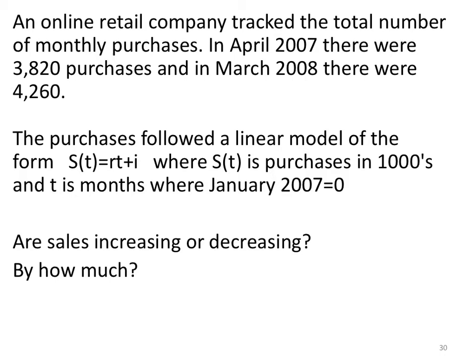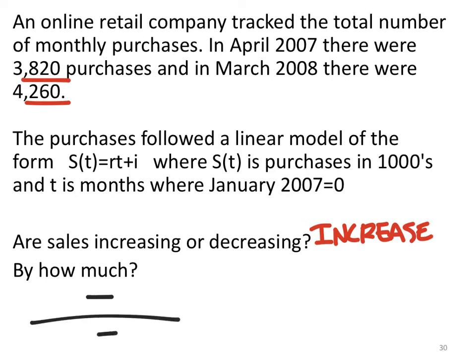Okay, well, this first part, hopefully it's not too bad, right? We can see that in the earlier month, or the previous year, I guess, they had 3,820, and then suddenly they're pumping out 4,260. So it definitely is increasing, right? Now, when it asks by how much, you couldn't just subtract those two and tell you how much. What it's really asking for is a rate. It's asking how much is it changing on a monthly basis. So this becomes a slope formula type problem.